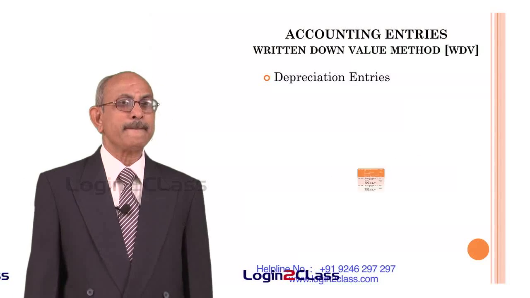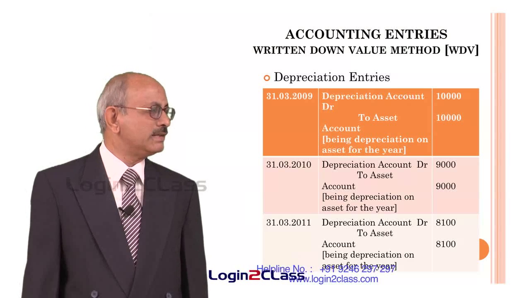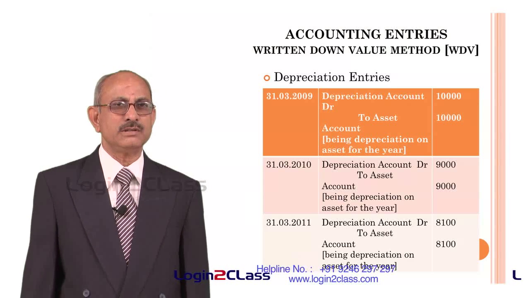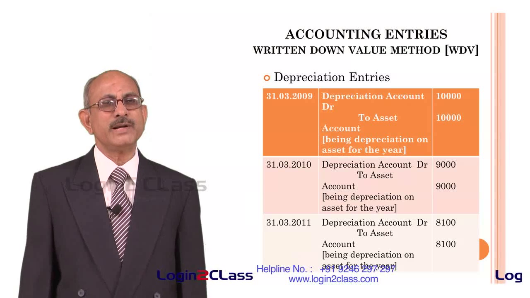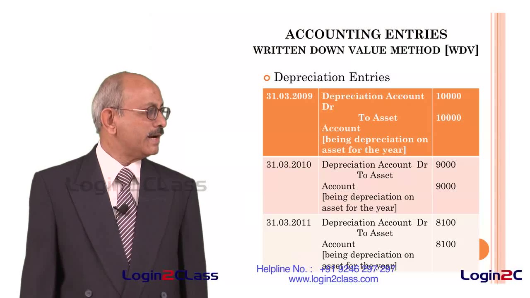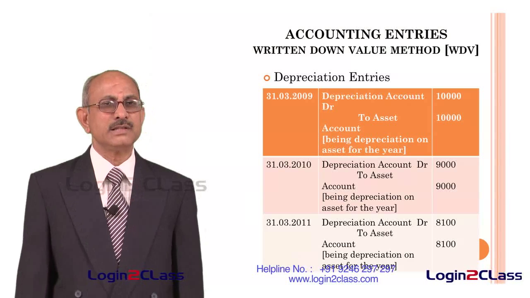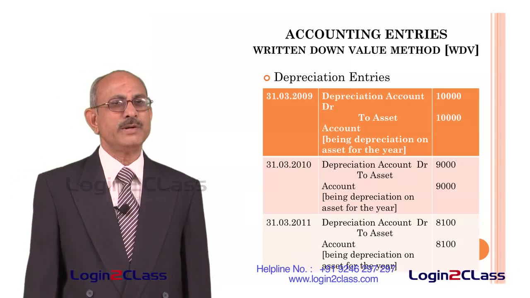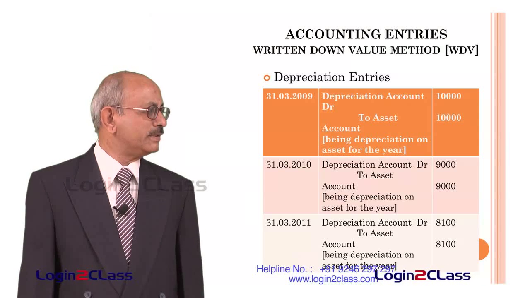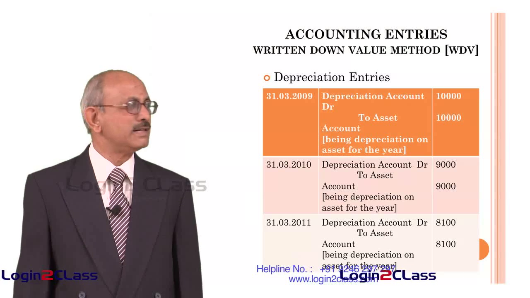In the second year, again we have to calculate depreciation. Because it is a WDV method, the written down value of the asset after the first year will be 1 lakh minus 10,000, that is 90,000. So in the second year we have to provide depreciation at 10% on 90,000, which works out to 9,000 rupees. And in the third year, the WDV value of the asset will be 90,000 minus 9,000, that is 81,000. So for the third year, we have to provide depreciation at the rate of 10% on 81,000. So the entry will be depreciation account debit 8,100, credit the concerned asset account with 8,100.